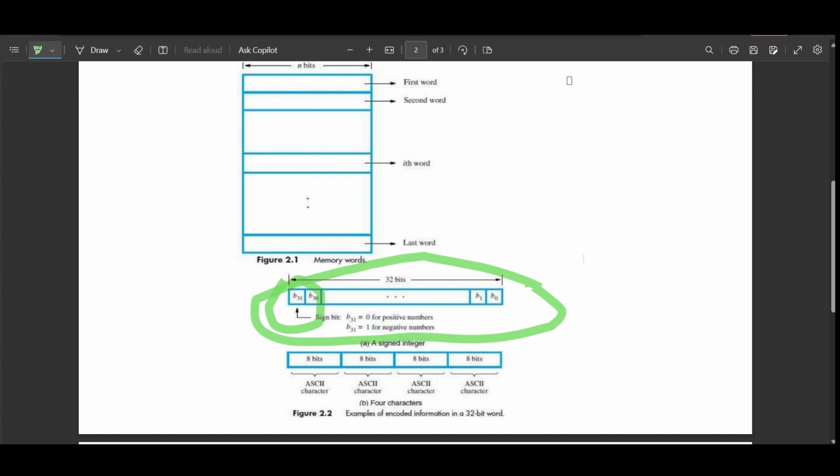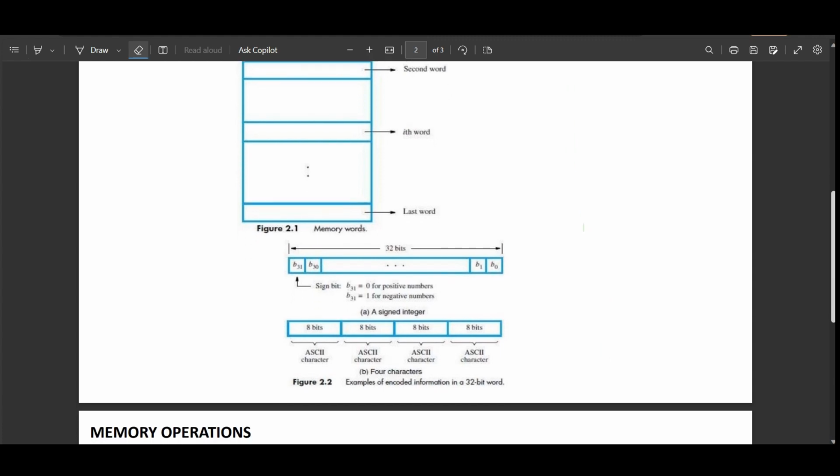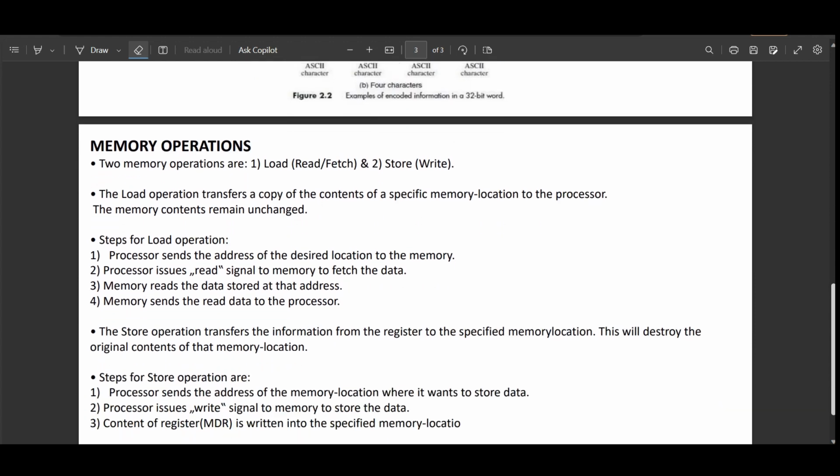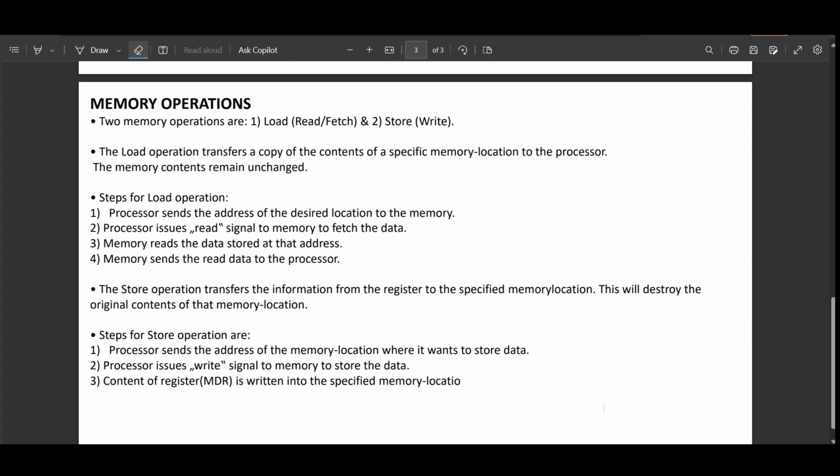This is an important figure that you have to remember, because in VTU, if you draw the figure and explain what it is, there is a chance of getting more marks. Especially, the figure you draw must be correct. Let's get into the next concept.